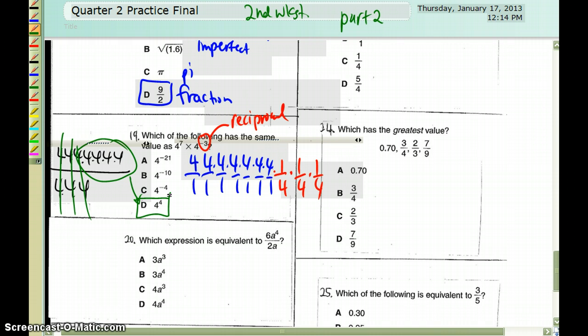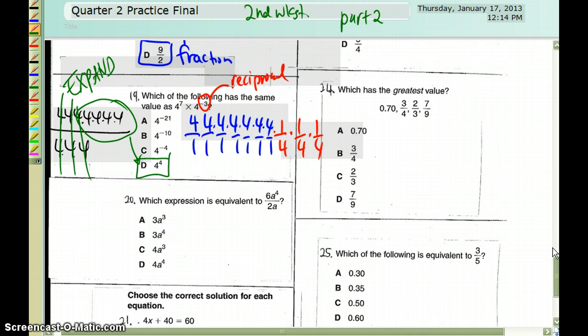But if you follow the rule of just expand it, anytime you see the exponent, just write it all out and get an idea of what that really means. 20 is the same way. I'm going to expand that out.